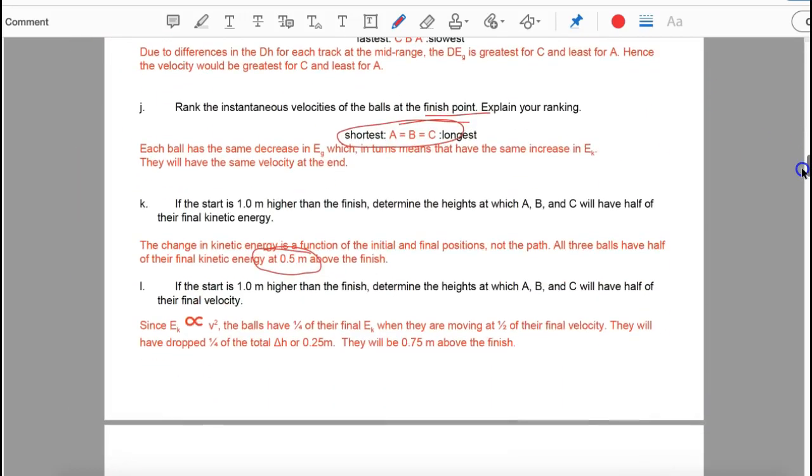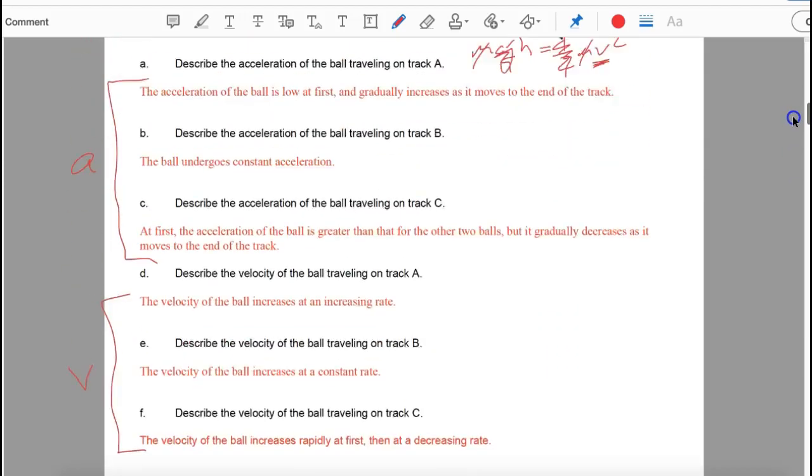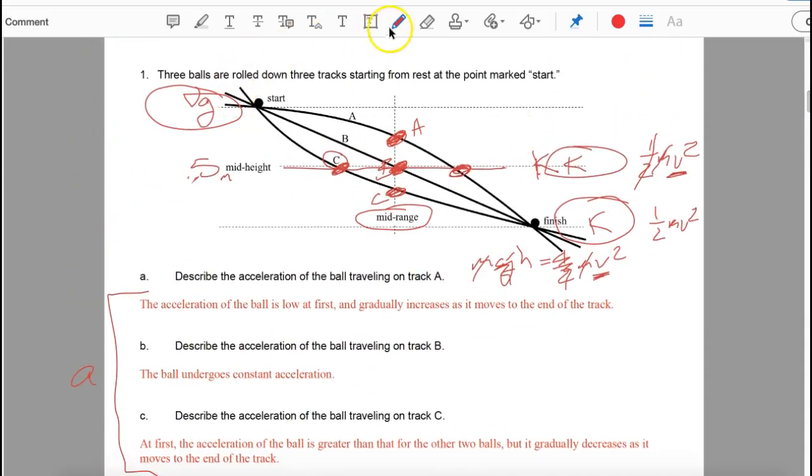If we go on down and take a look at the next one, they want to know where they will have half of their final velocity. Well, since the kinetic energy is proportional to the velocity squared, the balls have 1/4 of their final kinetic energy when they're moving at 1/2 of their final velocity. So where is it that they have 1/4 of their kinetic energy? Let's go ahead and clean up some of what we have here.